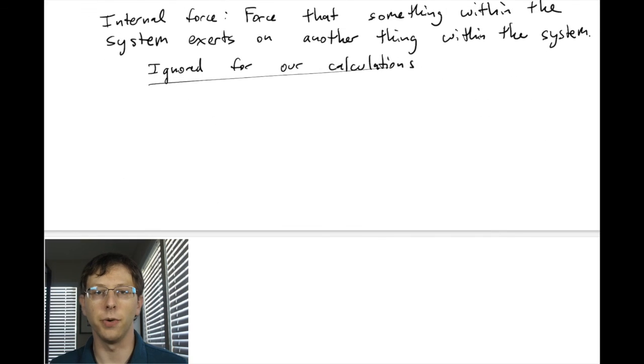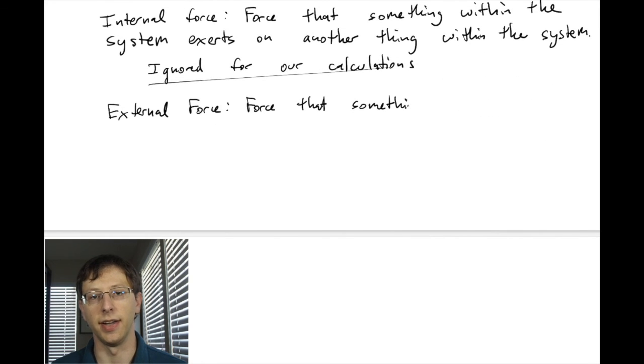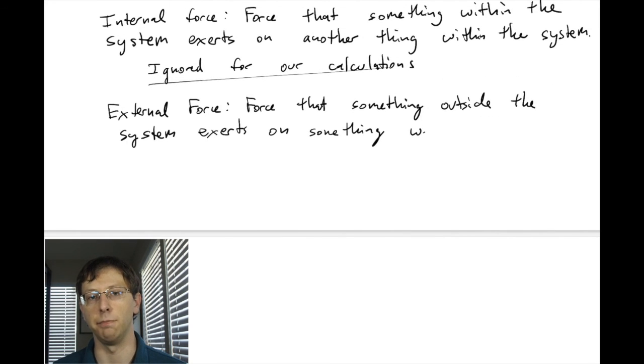And then there are also external forces, where an external force is a force that comes from outside of the system, and these are the forces that you do use in your calculations.